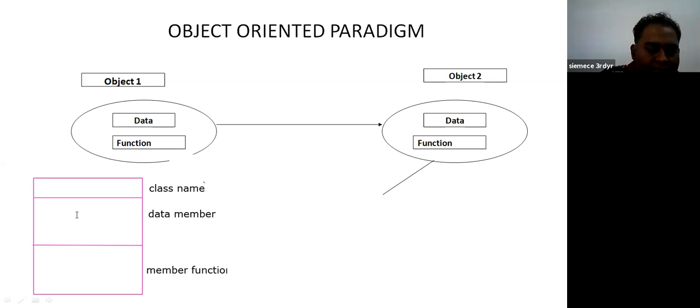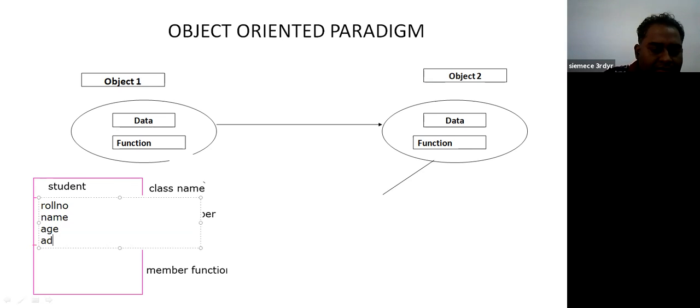So a class can be of student. So this is a student class. What can be the data members of this class? Like roll number. Next, there can be a name. Then there can be an age, or there can be an address. Is it clear?